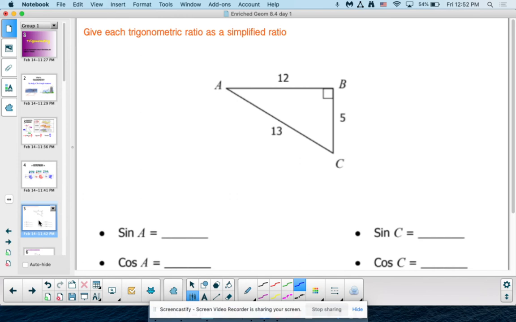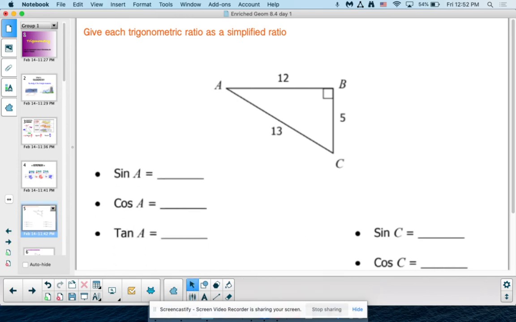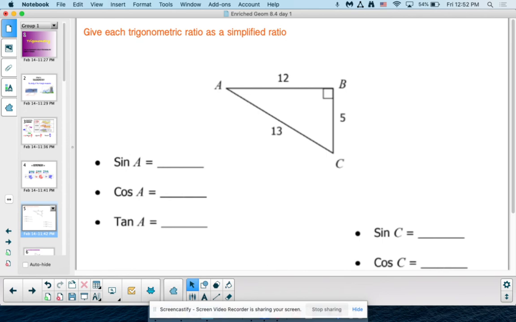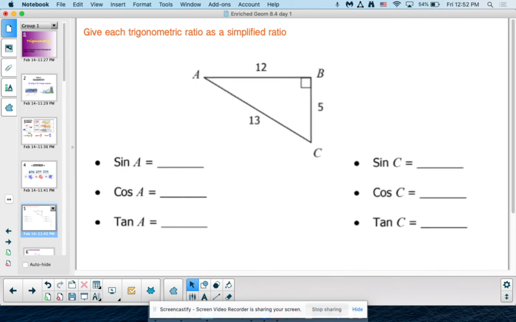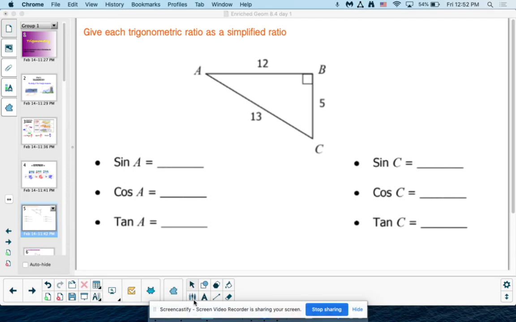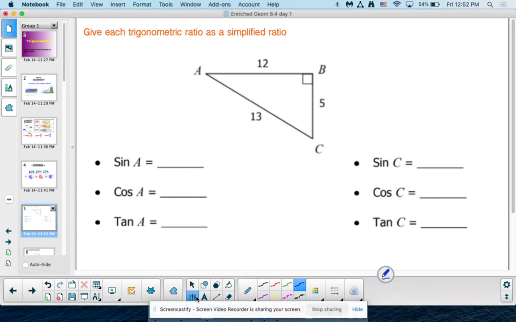So if we try this first one out here, it says give each trig ratio as a simplified ratio. So that's a key thing there, folks, is you always want to reduce, okay? You always reduce. So let's start here.